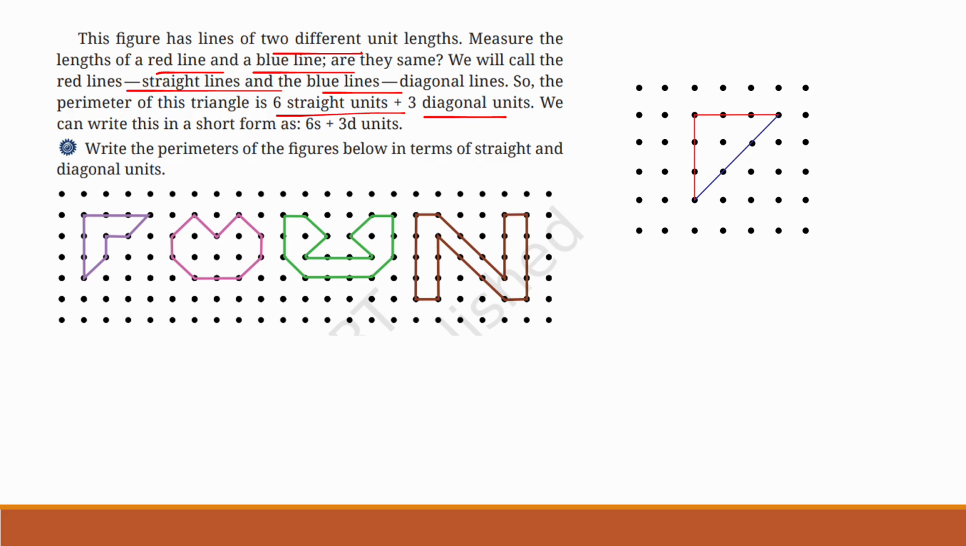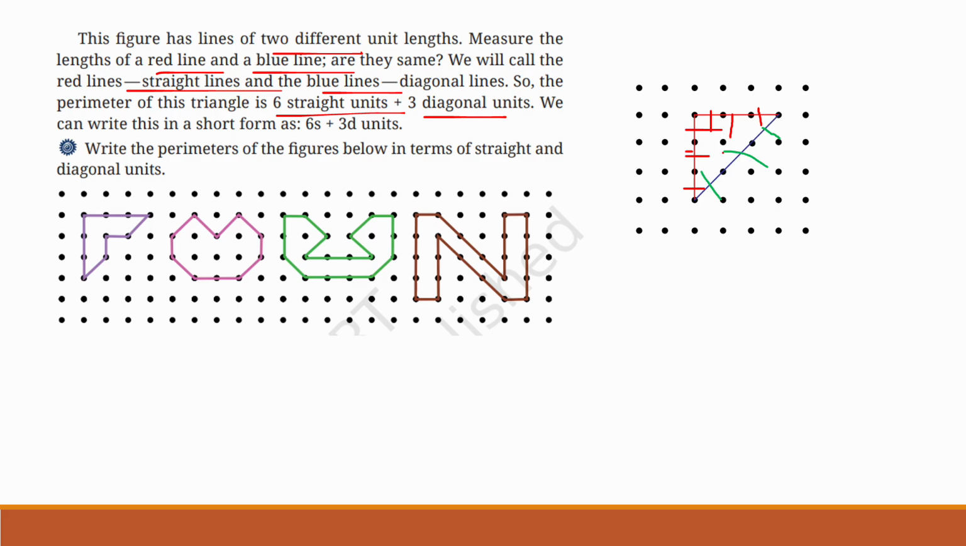So the perimeter of this triangle is 6 straight units plus 3 diagonal units. See, how many straight units are there? 6. See, 1, 2, 3, then 4, 5, then 6. And how many diagonal units are there? There are 3 diagonal units: 1, 2 and 3. So the perimeter of this triangle is 6 straight units plus 3 diagonal units. We can write this in short form as 6s plus 3d units.